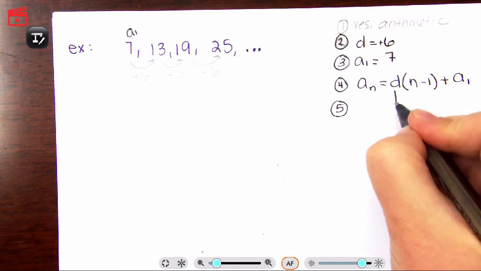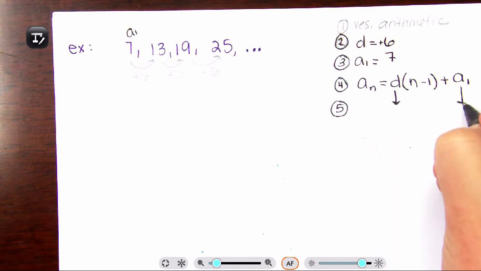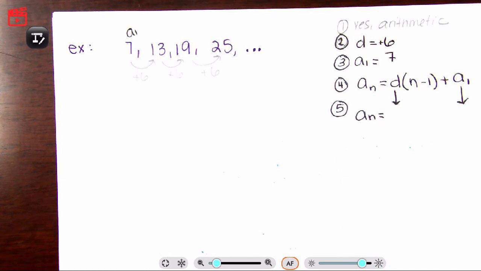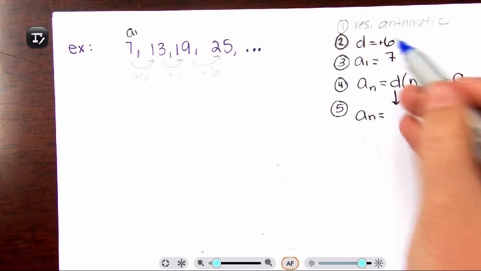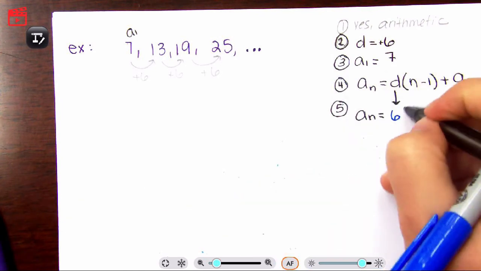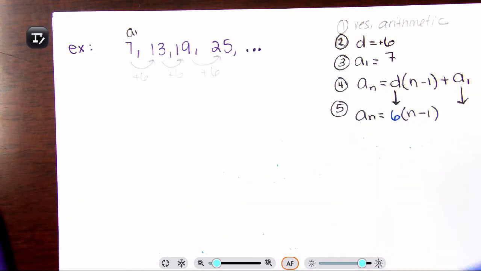Step number five, substitute in for d. So I'm going to change out d, I'm going to change out a sub 1. Everything else stays the same. d is 6. a sub 1 is positive 6 or just 6. Oh, just kidding, 7. Did you guys see that? I hope you caught that mistake before I did.